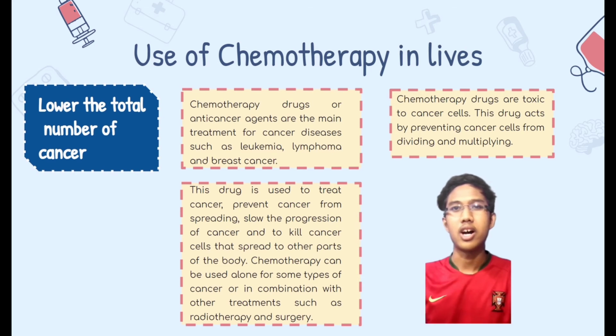Chemotherapy drugs or anti-cancer agents are the main treatment for cancer diseases such as leukemia, lymphoma, and breast cancer. Therefore, cancer patients still have the opportunity to continue living with the presence of this method of treatment. Then, this drug is used to treat cancer, prevent cancer from spreading, slow the progression of cancer, and kill the cancer cells that spread to other parts of the body.